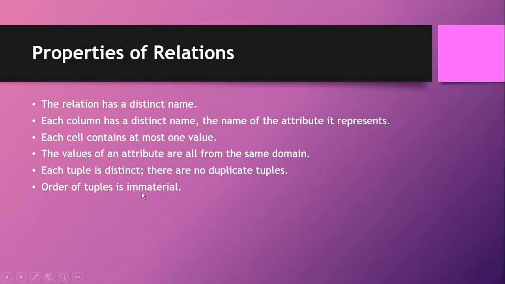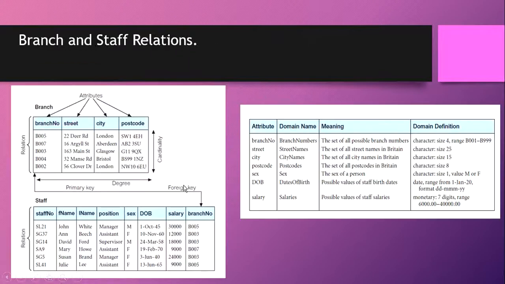Order of tuple is immaterial. The order of tuples or rows is not important. For example, here the record of John can come after David and David can come before the John record. So the order of tuple is not important.